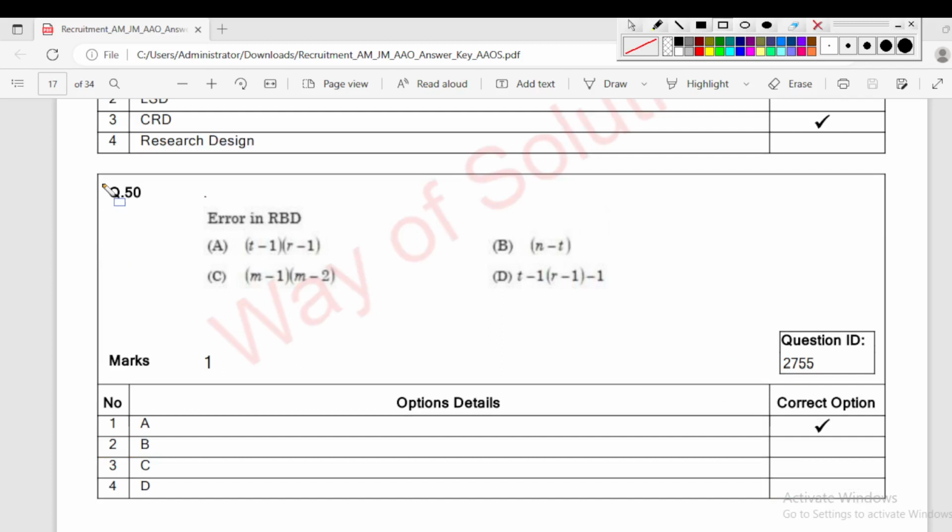Question number 50. Error degrees of freedom in RBD is option 1 t minus 1 into r minus 1, option B n minus t, option C m minus 1 into m minus 2, and option D t minus 1 into r minus 1 minus 1. Option A is correct, t minus 1 into r minus 1.